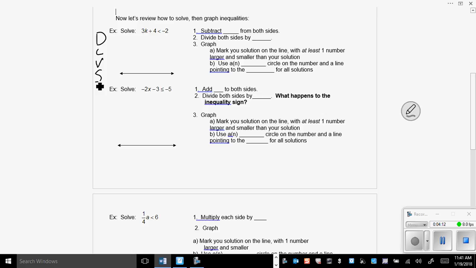So the first thing we're going to do, draw a little line here, subtract 4 from each side, do the opposite operation. So that's going to be negative 6. So 3k is less than negative 6. Then we have to separate the 3 and the k. We see multiplication here, so we're going to divide by 3 on each side. Now, when you divide negative 6 by 3, you get k is less than negative 2.